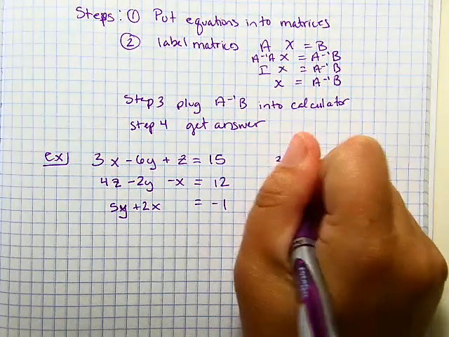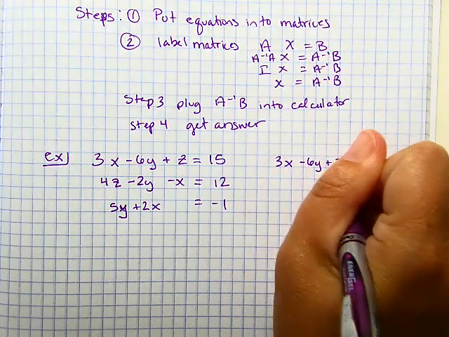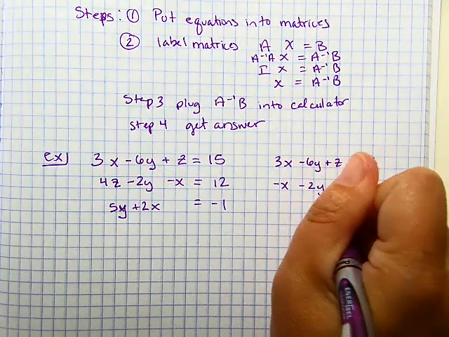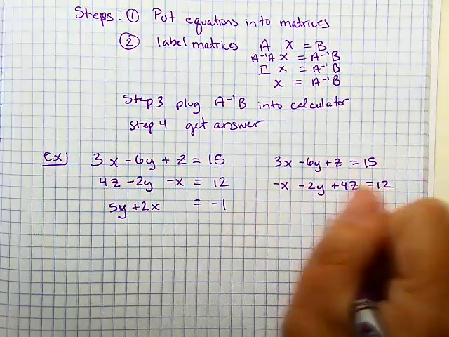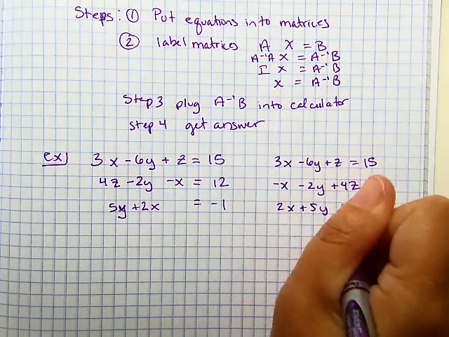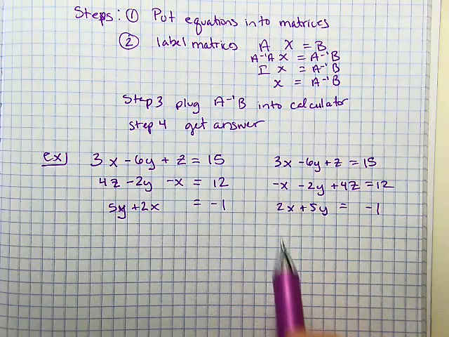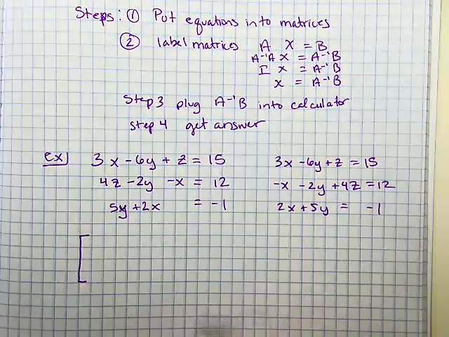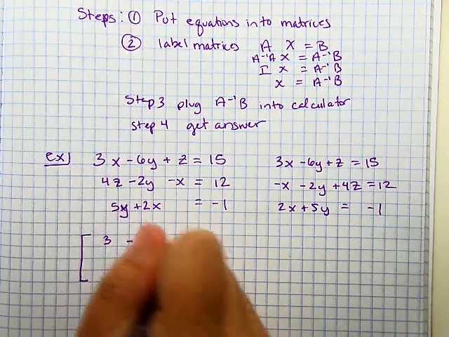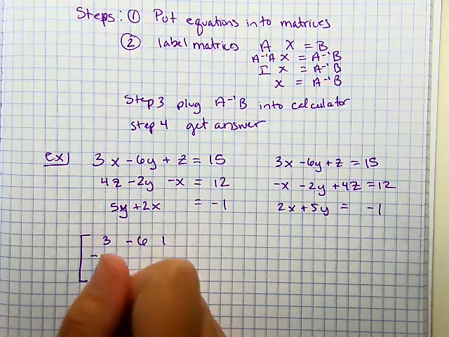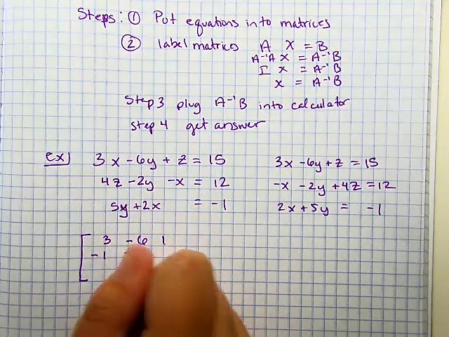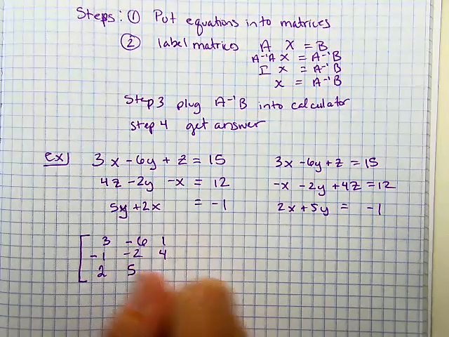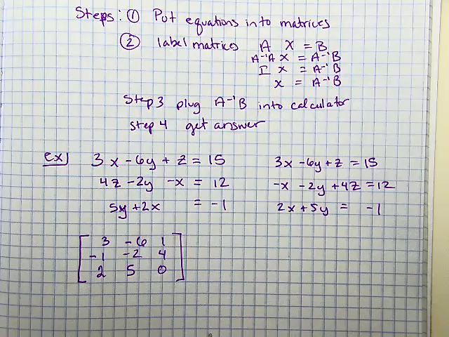So I'm going to rewrite this. 3x minus 6y plus z equals 15. And then it's negative x minus 2y plus 4z equals 12. And then it was 2x plus 5y equals negative 1. And so you want your x, y, and z in order. So when we put them into our matrix equation, matrix A will be 3, negative 6, 1. Then negative 1, negative 2, 4. And then 2, 5, and 0. So make sure you have the 0.